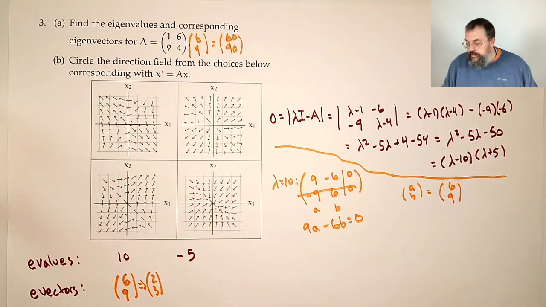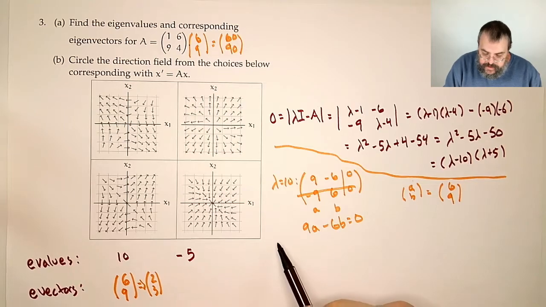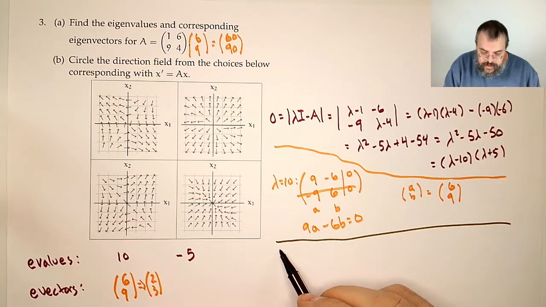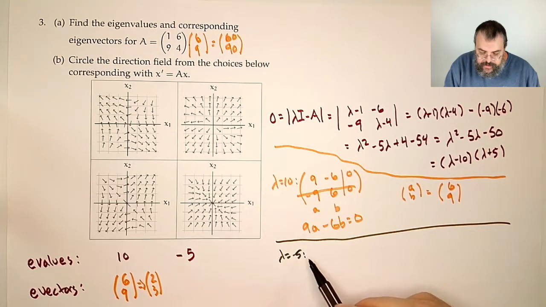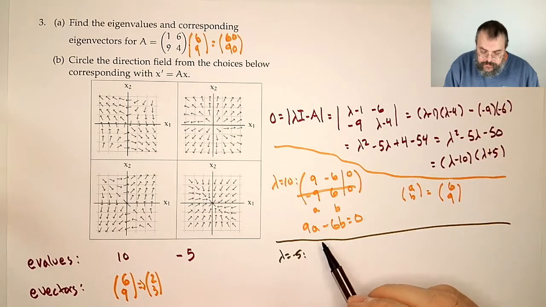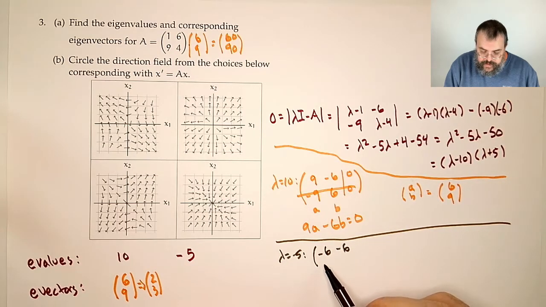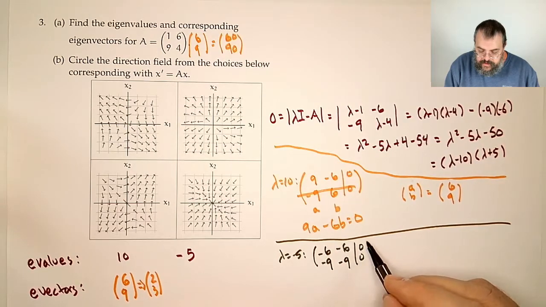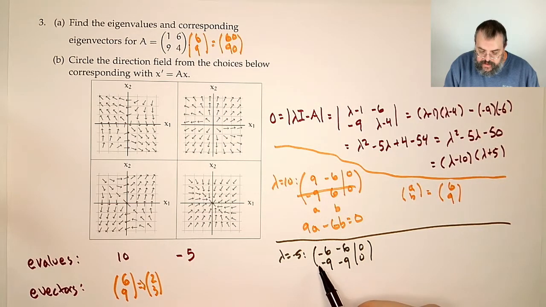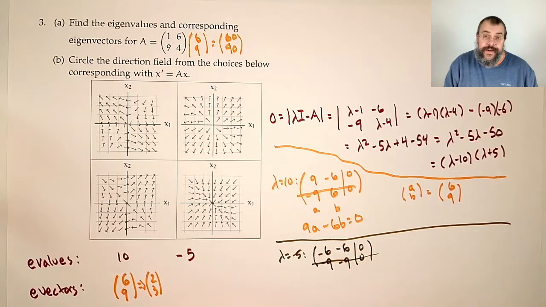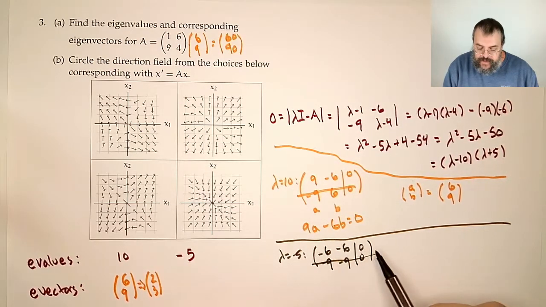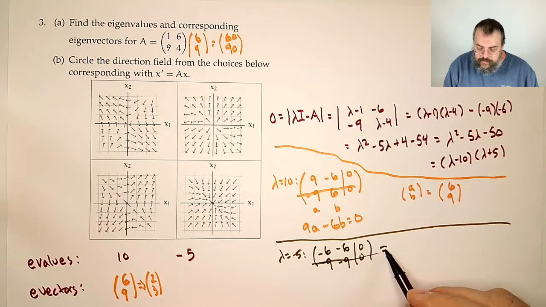How about for negative 5? Well, we're going to do something similar. For lambda equals negative 5, what will we have? We'll have minus 5 minus 1 is minus 6. And we'll have minus 6, minus 9. Minus 5 minus 4 is minus 9. And I like to do augmented matrix here. And again, aha, we can knock out a row. They're multiples of each other. In fact, we can divide through by negative 6.